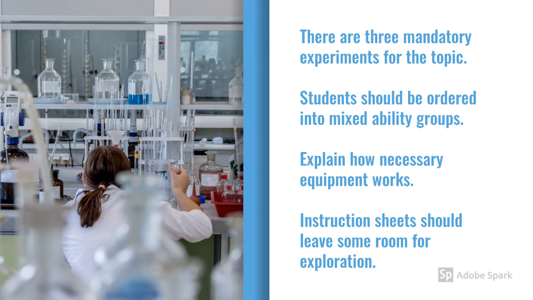For the topic heat, there are three mandatory experiments. For these experiments, students should be arranged into mixed ability groups to ensure even progress from each group. Equipment that the students are unfamiliar with should be introduced to them and an explanation of the purpose is told. In the case of the heat experiments, the joule meter and the steam trap should be introduced to them before the starting of the experiments. Also, instructions should leave some room to allow for exploratory learning.